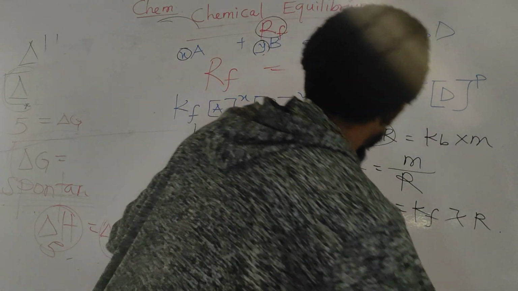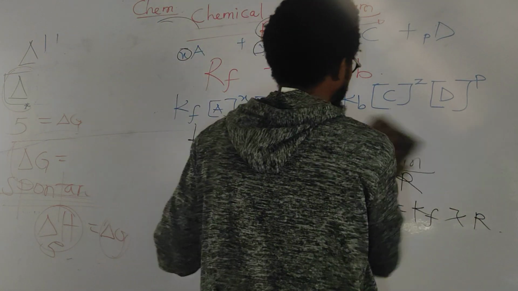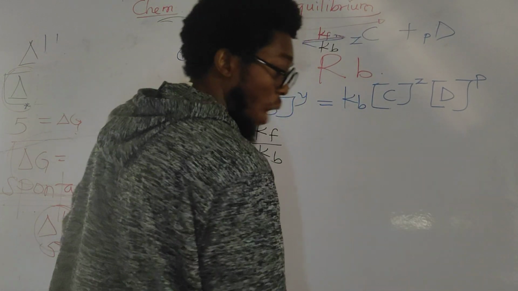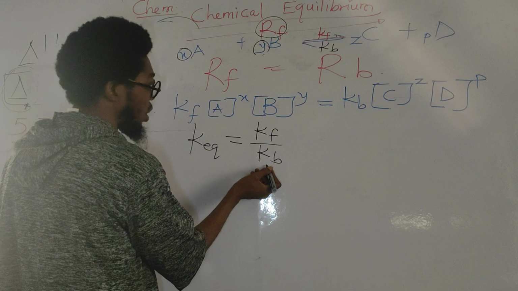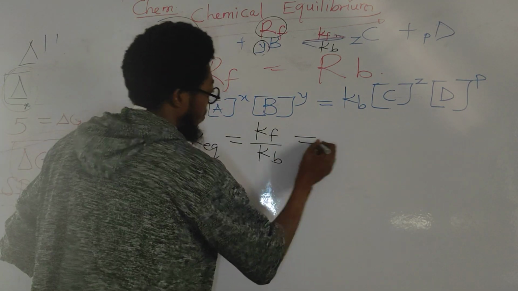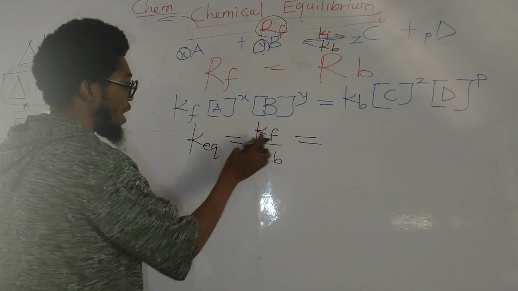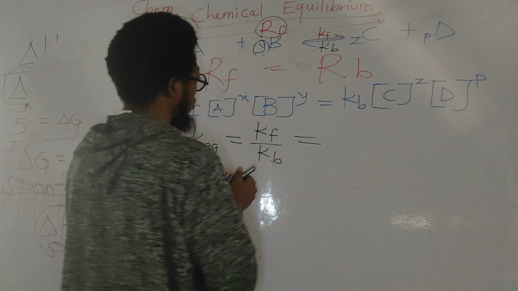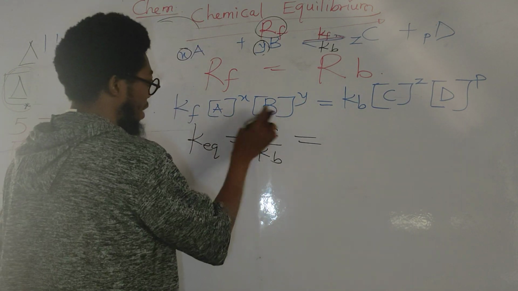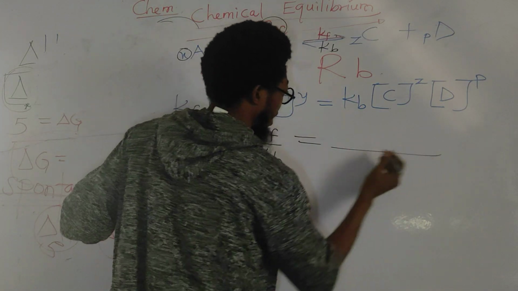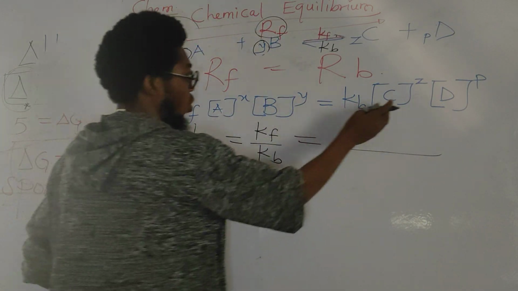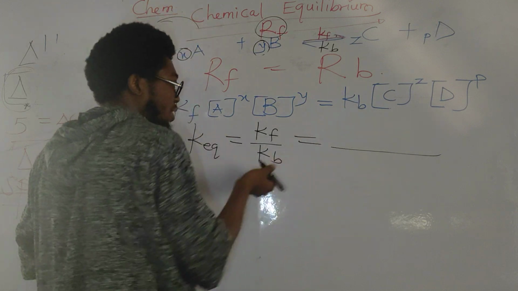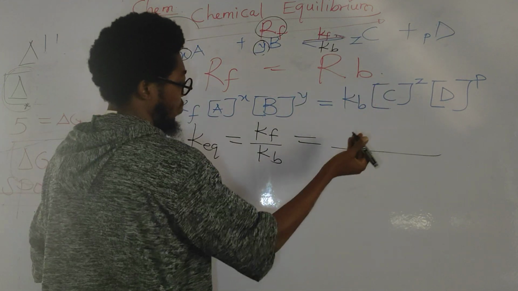So what is K forward? From this expression, I want K forward to be up and K backward to be down. It will now be equal to... who are the relatives of K forward? The relatives of K forward will be who and who? A and B, right? So they should stay way down. Who are the relatives of K backward? C and D, they should stay up, such that when I cross multiply, I get the same expression back.